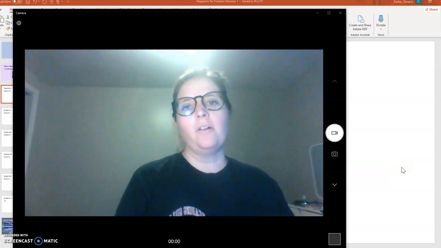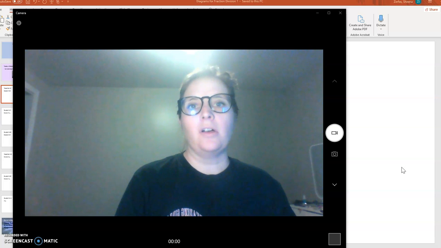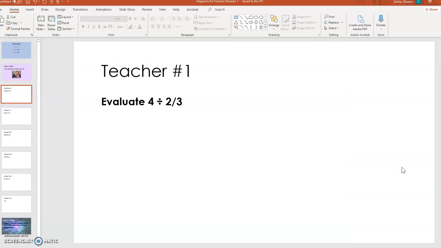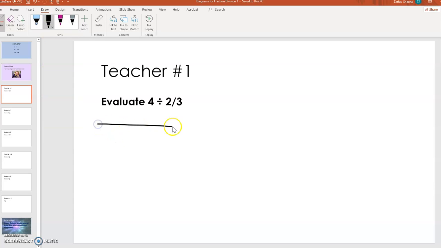Today we're going to work on solving fraction division problems, and we're going to solve them using diagrams. When we're using a diagram, the first thing that I'm going to do is model the whole number. So in this one we're dividing up 4. So I'm going to draw 4 big boxes.